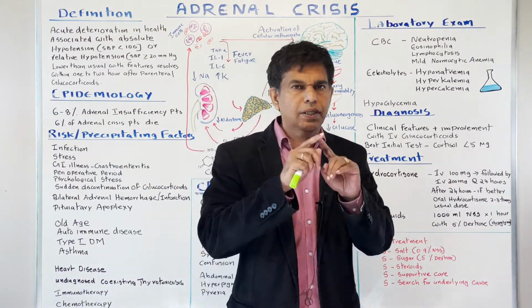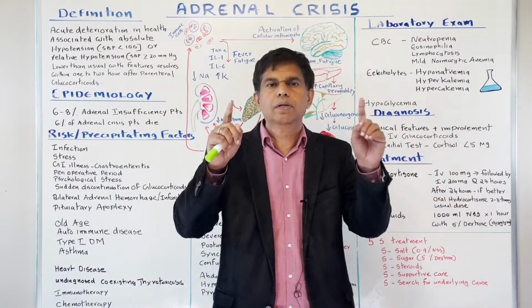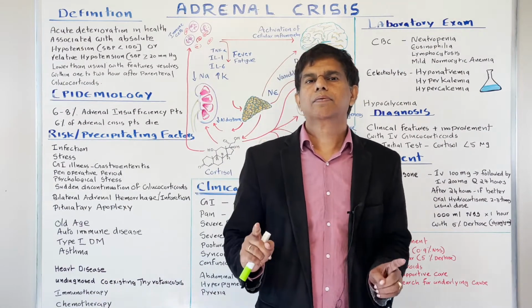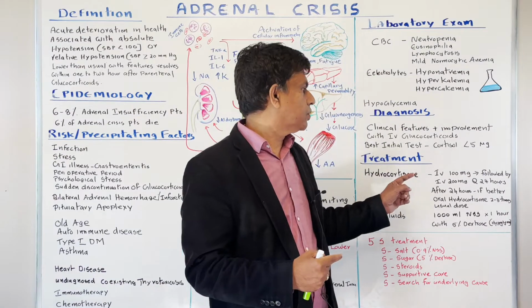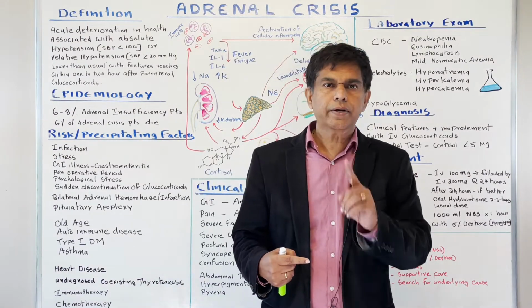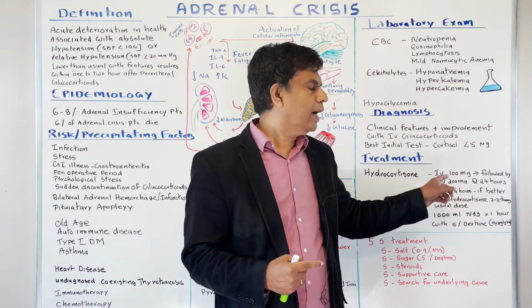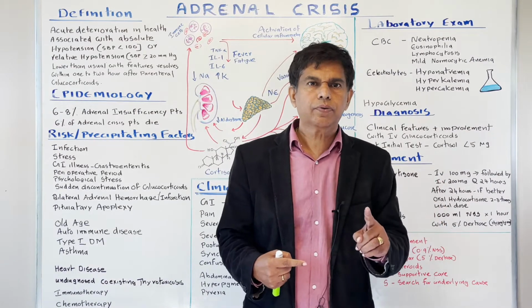Now, how do you treat it? Very important. Two things, that's all you have to know. Hydrocortisone and then give IV fluids. But let's go into how much IV hydrocortisone you give. First you give IV 100 milligrams, followed by IV 200 milligrams every 24 hours.